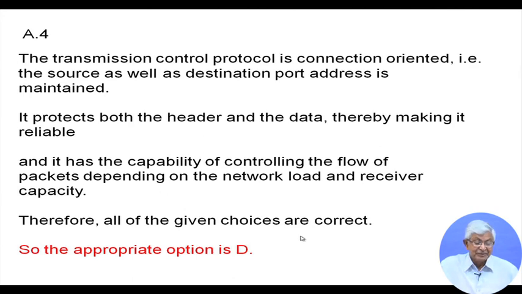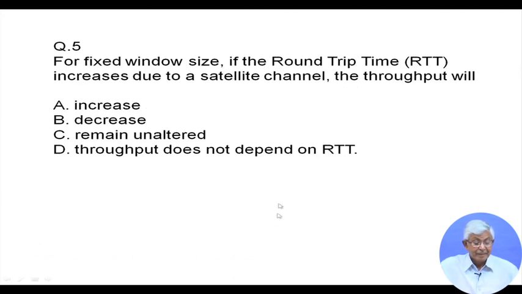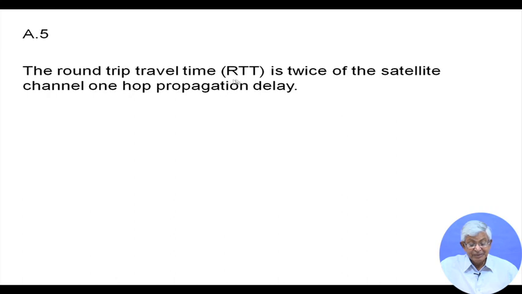Okay. Next one. For fixed window size, if the round trip time increases due to a satellite channel, the throughput will increase, decrease, remain unaltered, or throughput does not depend on RTT. Let us see. The round trip time is twice the satellite channel one hop propagation delay. In one hop it goes from sender to receiver, and from there it comes back. So, it is a round trip time.